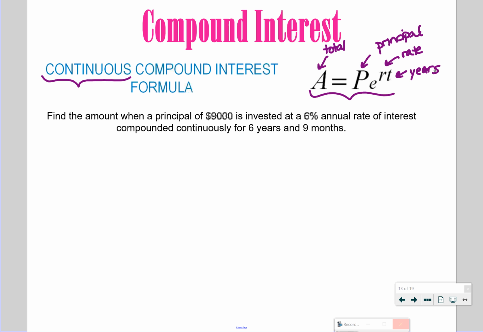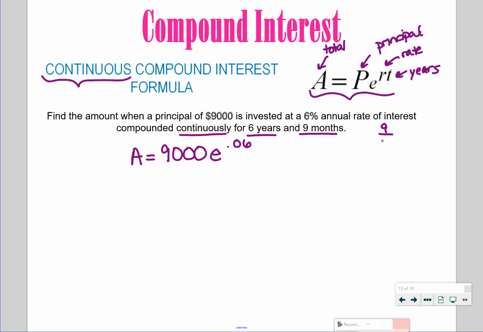Find the amount when a principal, starting amount of $9,000, is invested at a 6% annual interest rate, compounded continuously, that's a key word, for 6 years and 9 months. So we're solving for how much we have in the bank, our A. Our principal, the amount we start with, is 9,000. E is always just E. My interest rate is 6%, as a decimal 0.06. And then my time in years is 6 years and 9 months. So you're going to have to do a little conversion here.